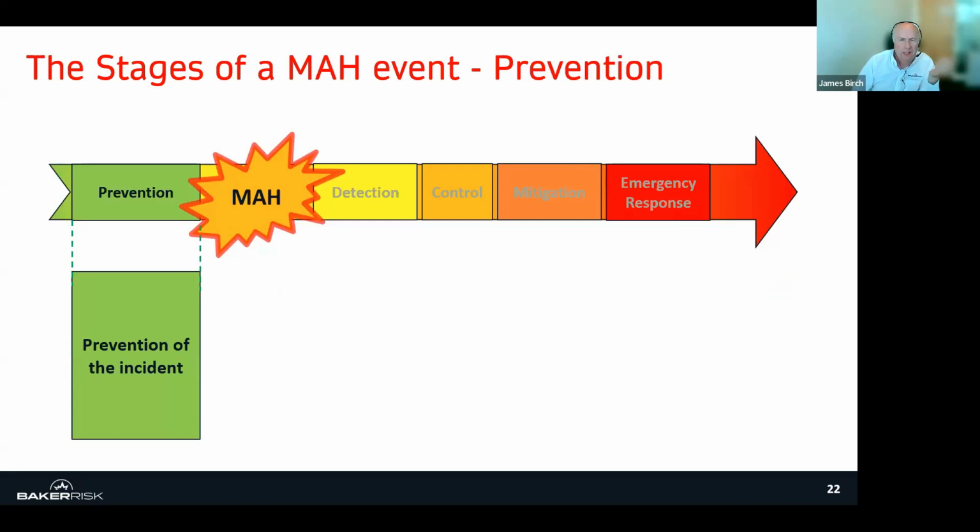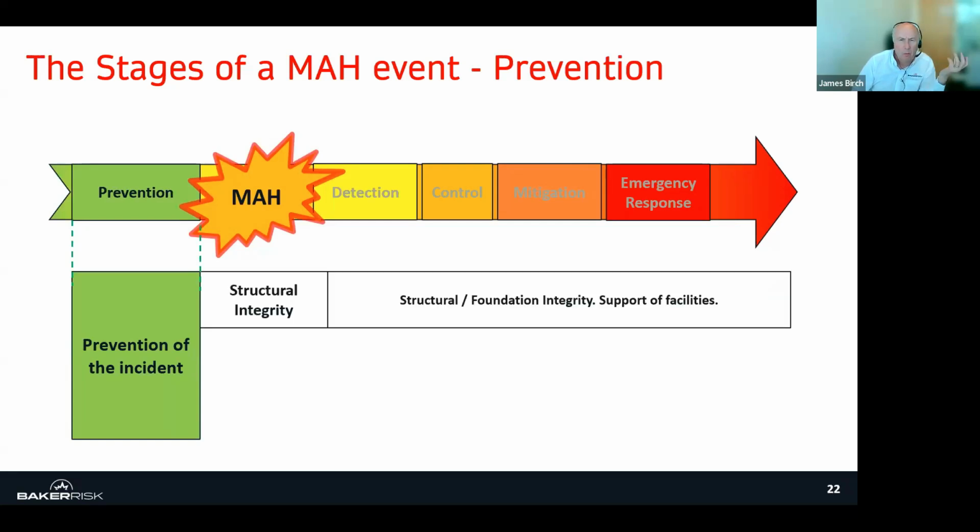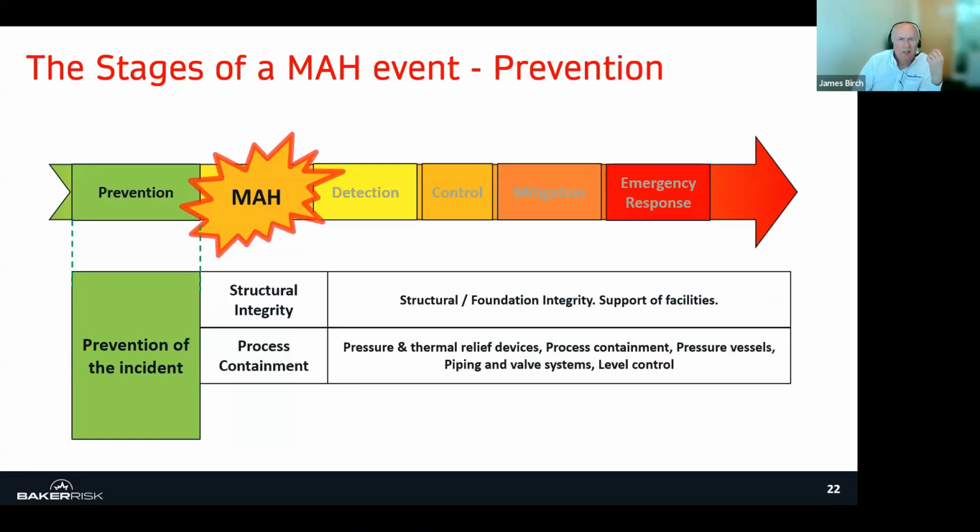First stage, prevention. We have factors like structural integrity, how strongly we build our plant, or on an offshore installation, the rig, the dock facilities. We look at containment. The first law of process safety is keep the process inside the pipe. Keep the gin in the bottle. And that covers containment, it covers pressure vessels, piping systems, level control.